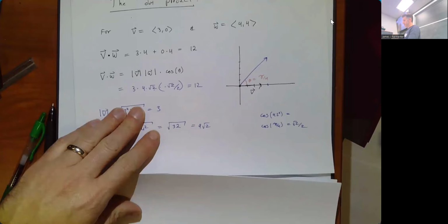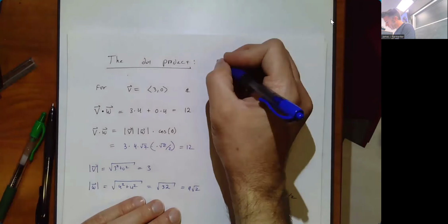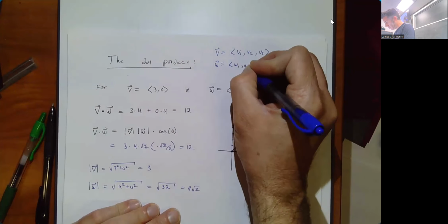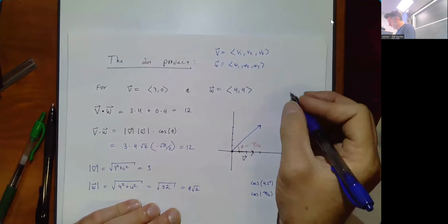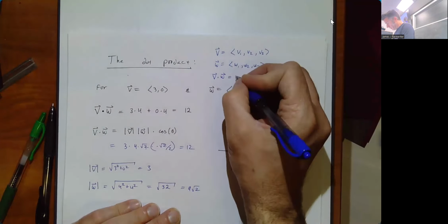I don't have time for the whole page. Let's just write it down. So for the dot product of V and W, if V is equal to the vector V1, V2, V3, and W is equal to the vector with components W1, W2, and W3, then you can either calculate V dot W as V1 times W1 plus V2 times W2 plus V3 times W3, or you can calculate it as the magnitude of V times the magnitude of W times cosine of the angle between them.